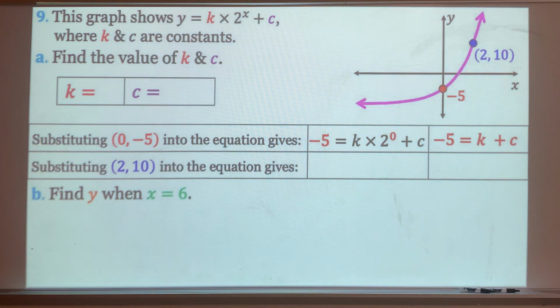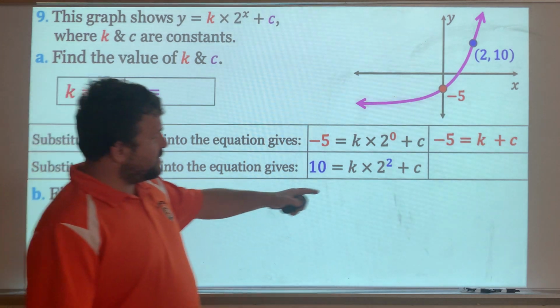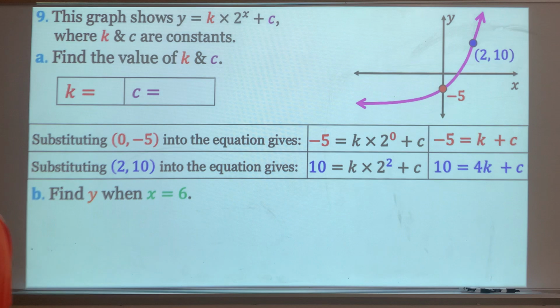Then you're going to substitute in 2, 10. 10 equals k times 2 squared plus c. 2 squared is 4, so 10 equals 4k plus c. All right? Now what you're going to do is use your simultaneous equation solver on your calculator.